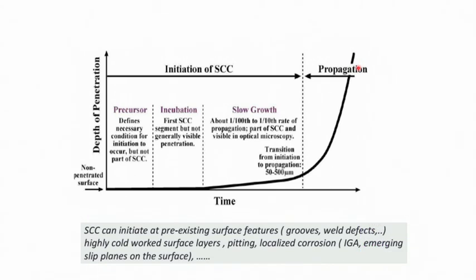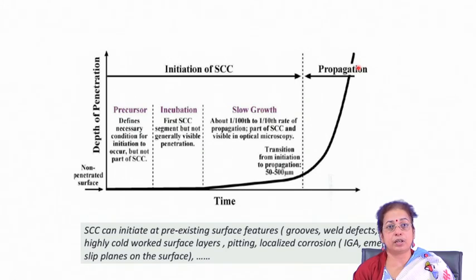So, usually you can say that stress corrosion cracking proceeds in two stages. One is initiation of the stress corrosion cracking, another one is propagation. The initial stage, initiation, is very important because you can control the initiation by different precautionary measures, but as soon as it initiates it is very difficult to control the propagation, because propagation occurs at a much faster rate, leading to the failure of the component.